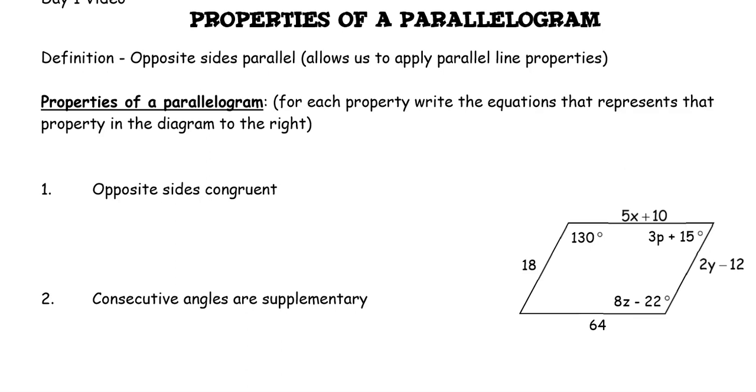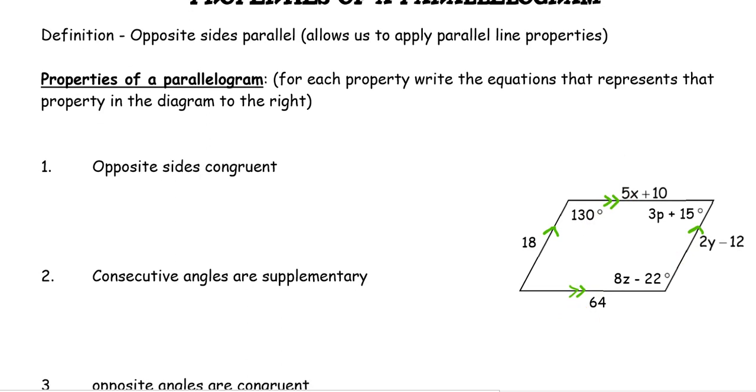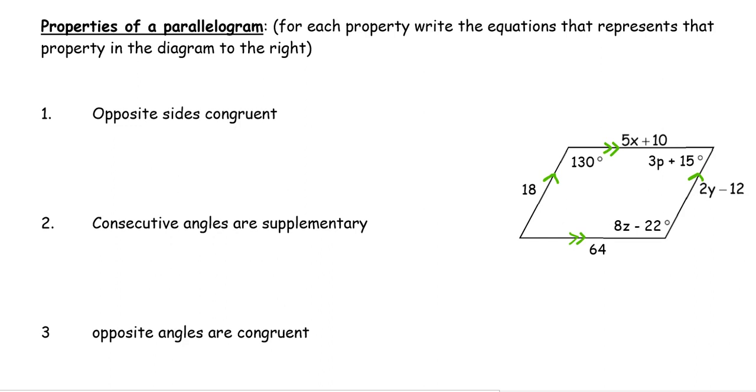So if I look at my diagram below, this side is opposite this side, so those two sides are going to be parallel. The top is going to be parallel to the bottom. So in order for it to be a parallelogram, both sets of opposite sides have to be parallel. So we've got one set of parallel lines here, another set of parallel lines there. With the parallelogram comes different properties. Now the definition is the opposite sides are parallel, which could be a property.